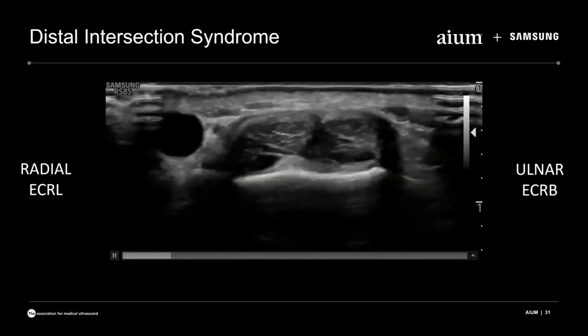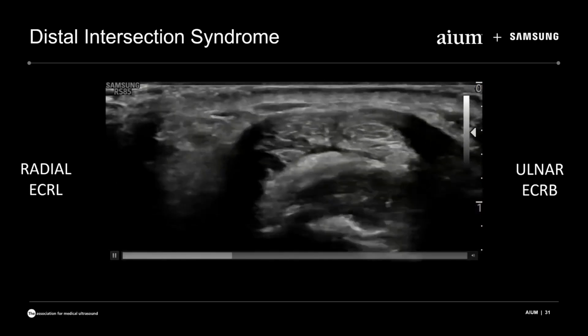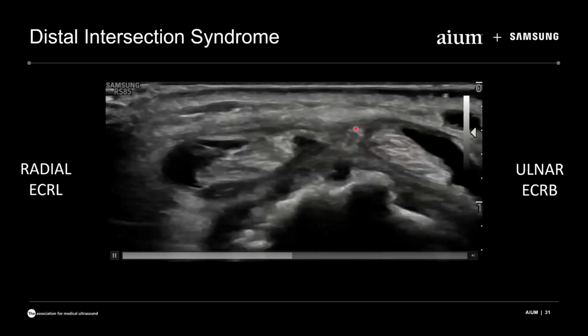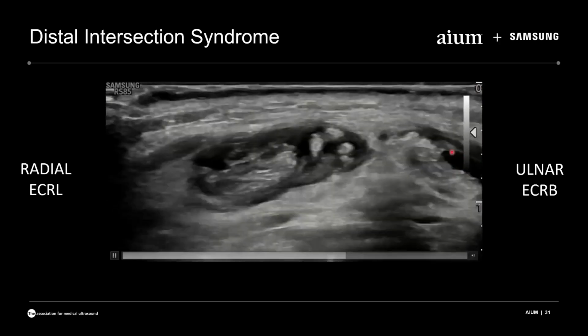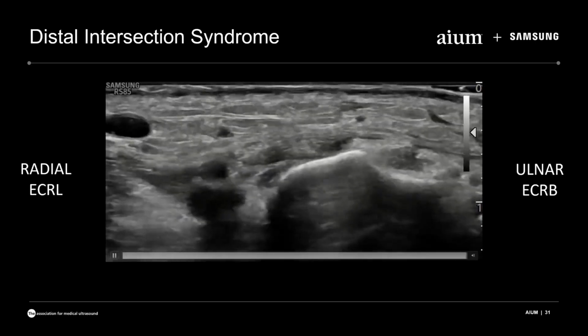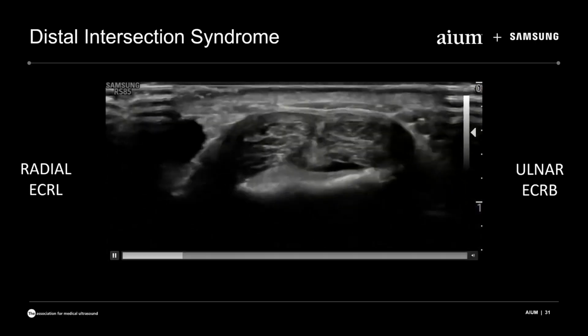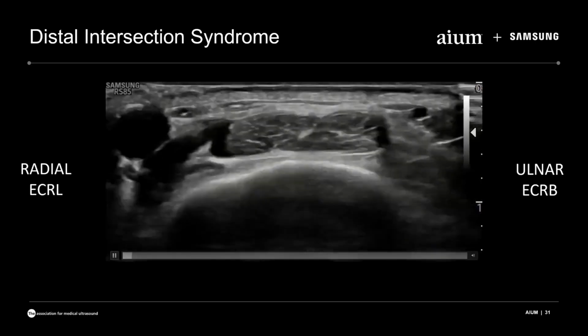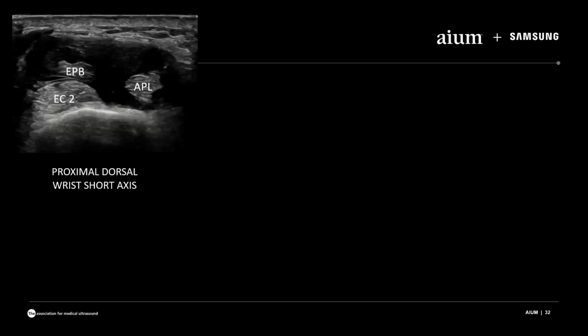So just to show you again, compartment 2 moving distally, then compartment 3, the EPL, is crossing over to the thumb, and then there's fluid around the ECRB and more pronounced fluid around the ECRL. So typical case of distal intersection syndrome, less common than the proximal type. All right, so let's move back up to the proximal wrist.